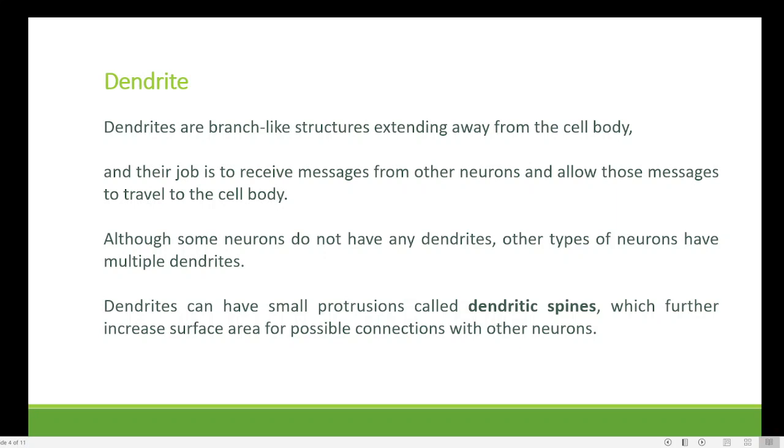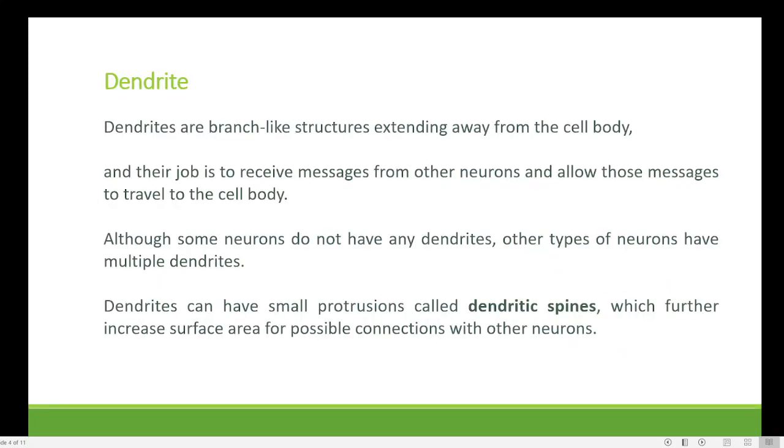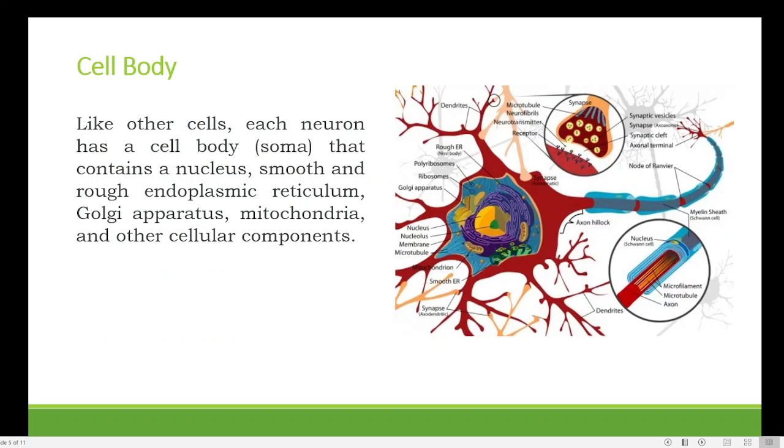Dendrites can have small protrusions called dendritic spines, which further increase the surface area for possible connections. Here you can see that these endings are known as dendrites. At the end of each dendrite there is a spine-like structure which we call dendritic spines. So it is a dendron, then finer branches known as dendrites, and the last area is known as dendritic spines. This is how the structure of a dendrite appears.